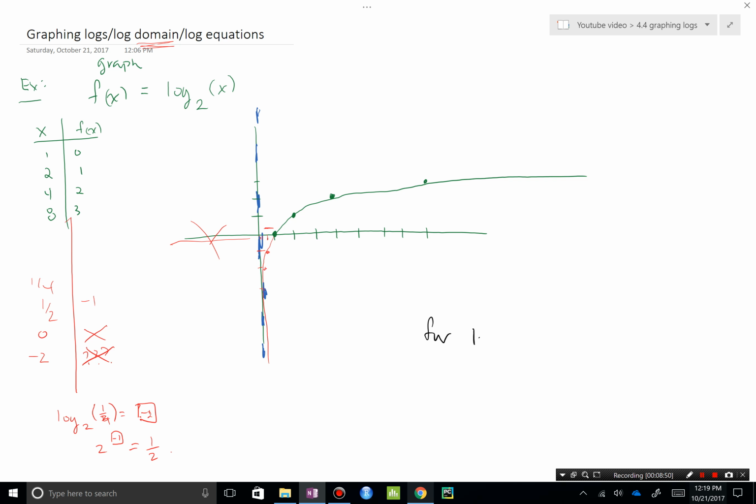For any log graph, so f of x, log of any base, of course it has to be positive. They always look like this. They go through 1.